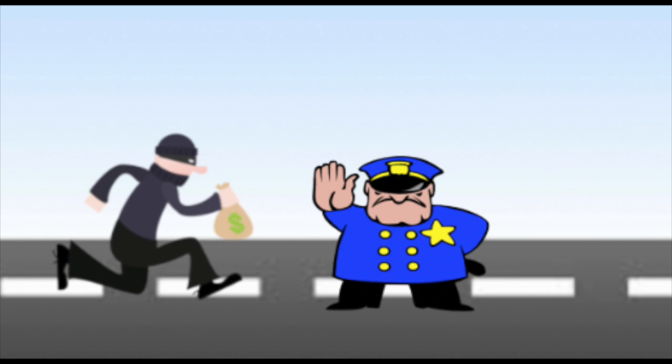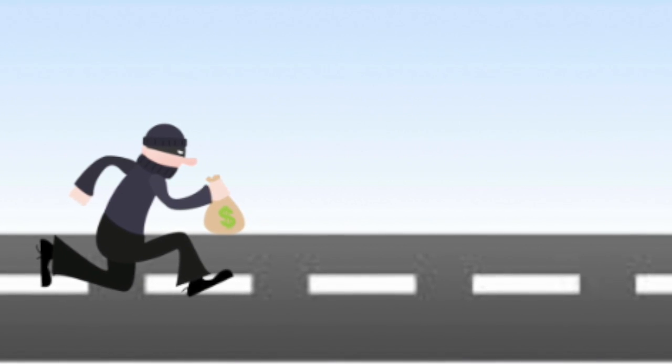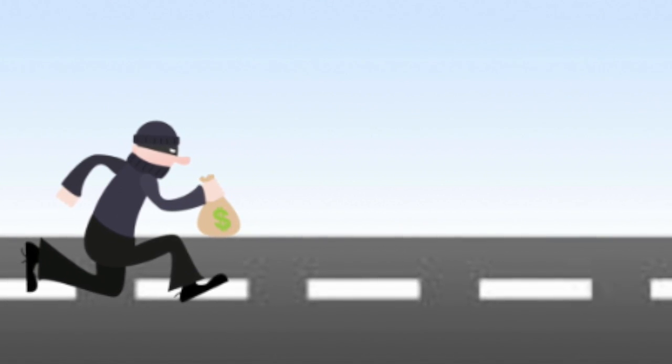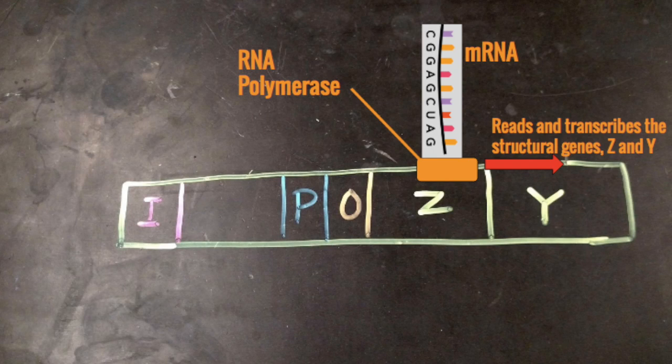However, if a delicious pink frosted donut is within reach, the police officer is overcome with temptation and leaves his post on the street to enjoy his afternoon snack. At this time, the robber has nothing keeping him from continuing down the road, so he keeps running. This represents RNA polymerase continuing to read the operon and express beta-galactosidase and lactose permease. This happens when the inducer molecule, lactose, is present to lure the repressor away from the operator.